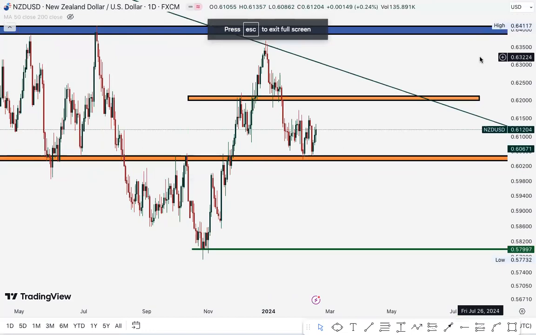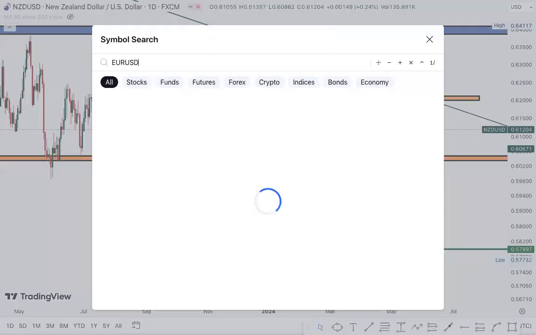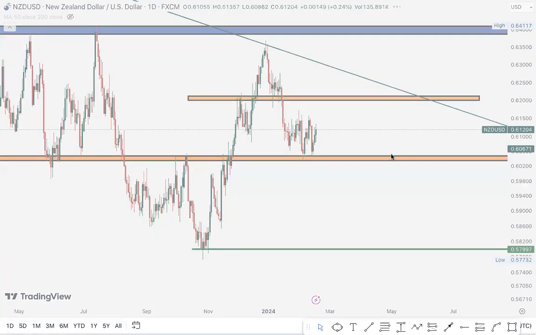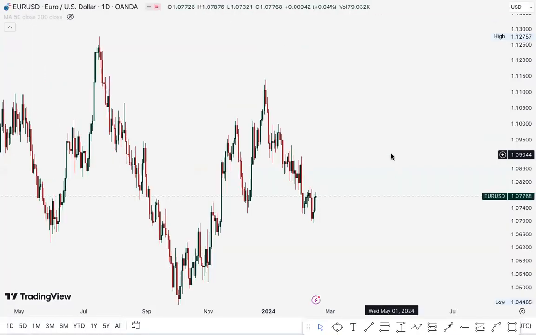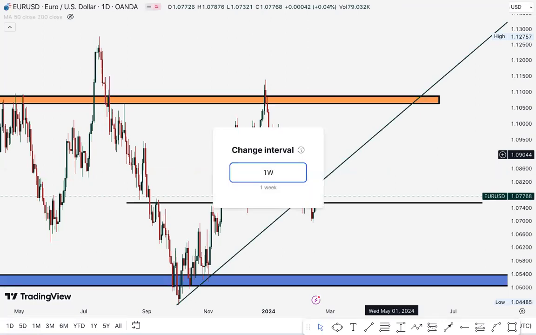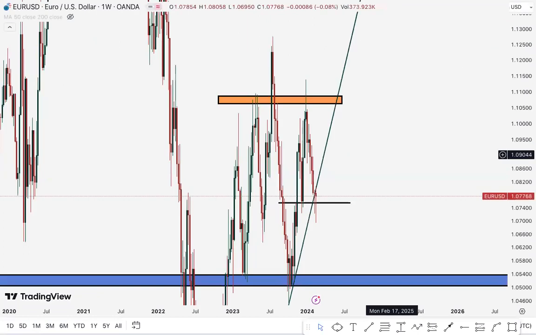So the next pair on my list now will be EurUsd. So let's see what EurUsd has for us. EurUsd gave me some money though, I won't lie. He made us some money in our Telegram community.